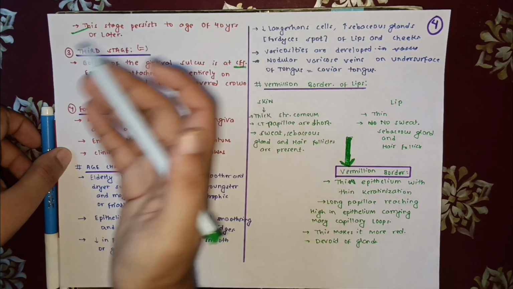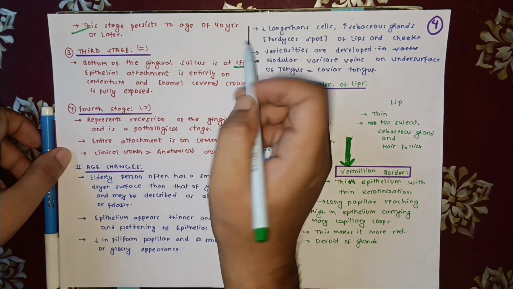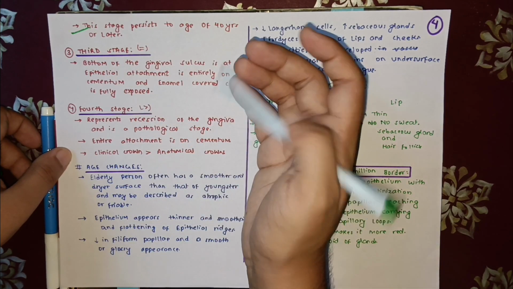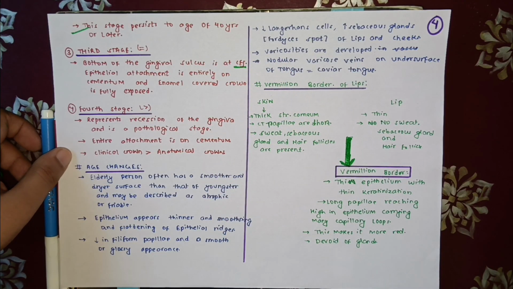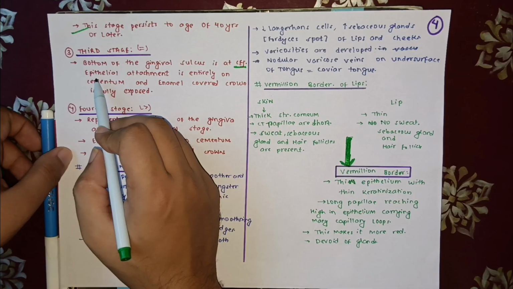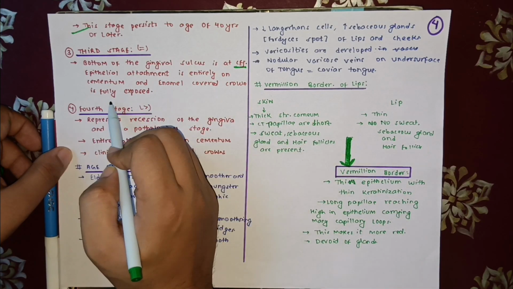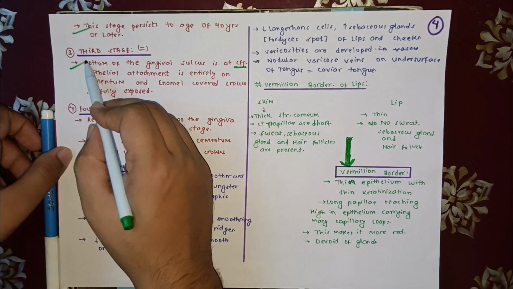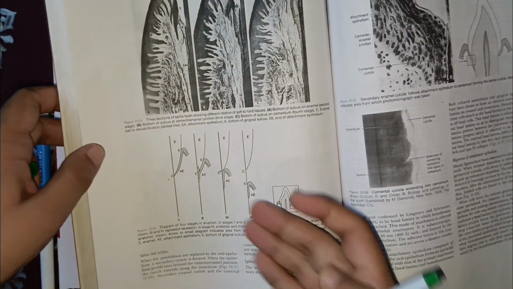Previously the gingival sulcus bottom was on the enamel surface, but now it is on the cemento-enamel junction. Again, the gingiva has shifted downward. The epithelial attachment is entirely on the cementum, and the enamel-covered crown is fully exposed. So with this third stage, we can now see that enamel-covered crown.